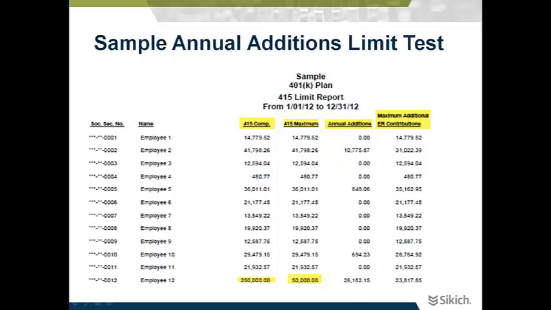As you can see, employee number 12, that employee actually makes in excess of $400,000, but we cannot count the $400,000 because of the compensation limit under 401(a)(17). So the maximum that we can count is $250,000.